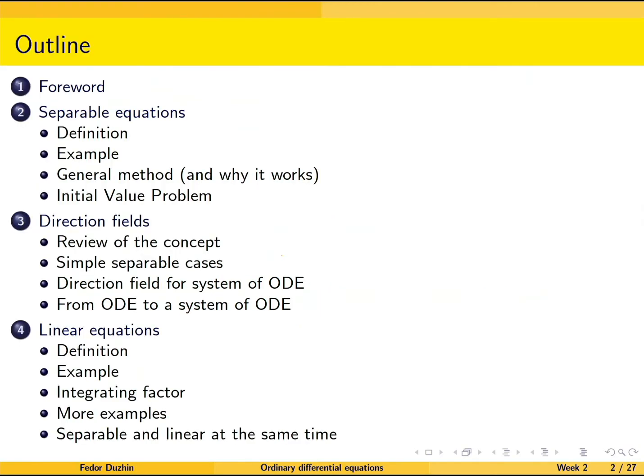This is what we are going to learn today. Mostly it is about solving some particular classes of differential equations: separable equations and linear differential equations.